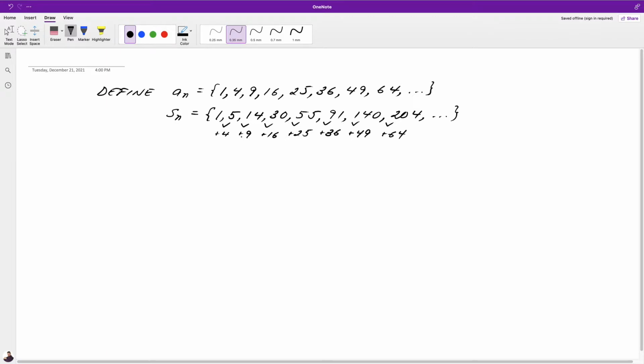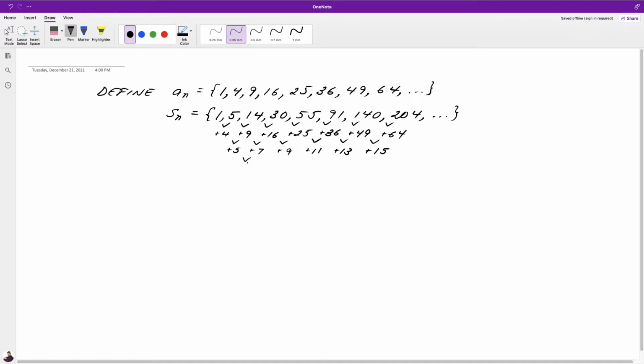So how do you get to 9 from 4? We have to add 5. To get to 16 from 9, you add 7. To get to 25 from 16, you add 9. To get to 36 from 25, you add 11. Here we add 13. Here we add 15, and so on. So we don't have a constant second difference either, which means we're not looking at a quadratic growth pattern.